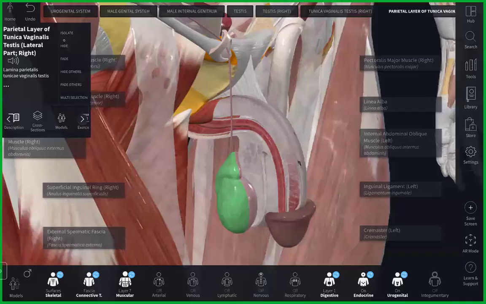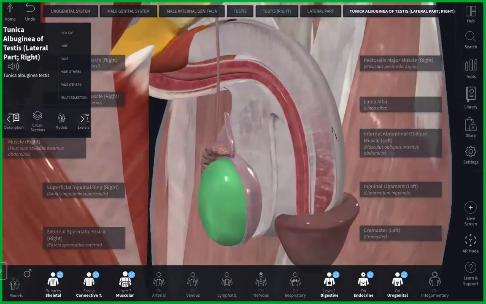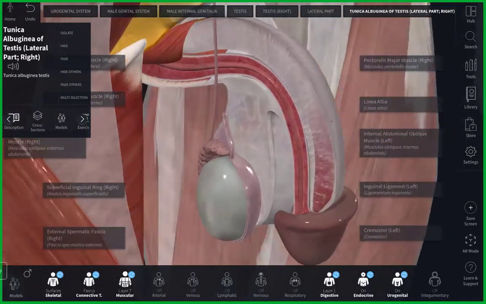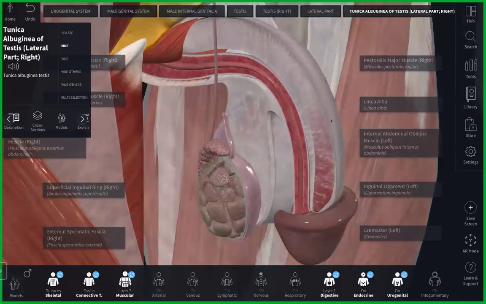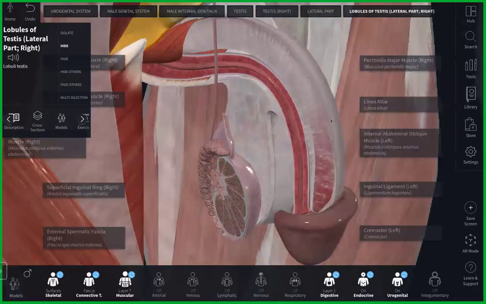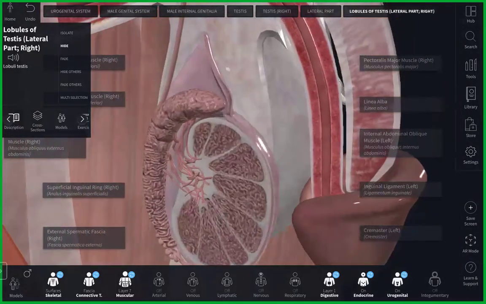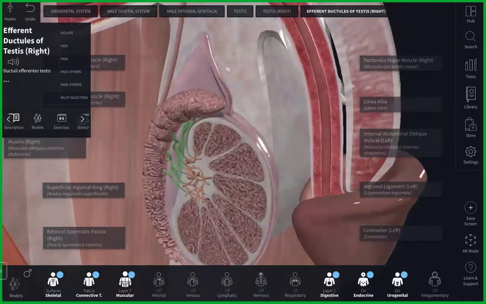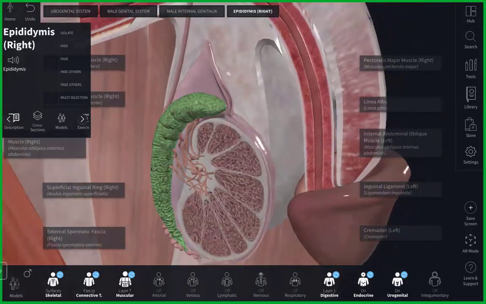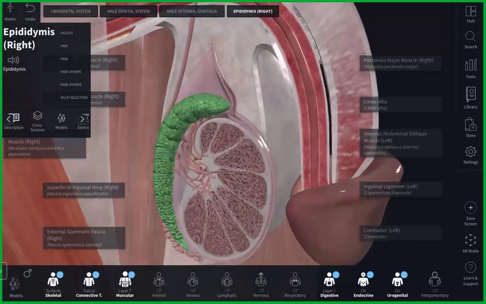So this is our tunica vaginalis parietal layer. We hide it and we can get the tunica vaginalis visceral layer. Okay. There we have the lobules of testis. We hide it and we can see here, this is our rete testis. Then we have the efferent ducts. Then we have the epididymis. Okay. And after that we get the ductus deferens.